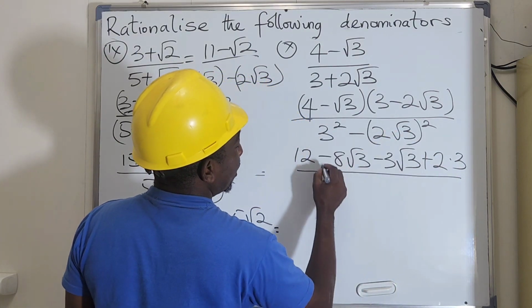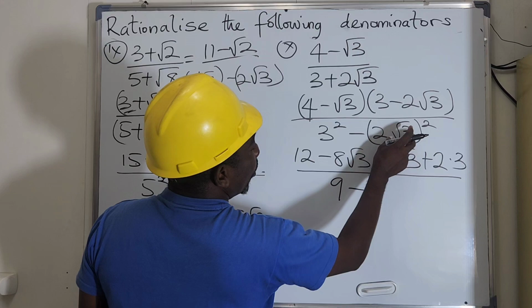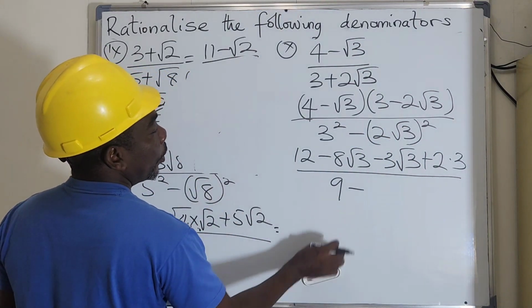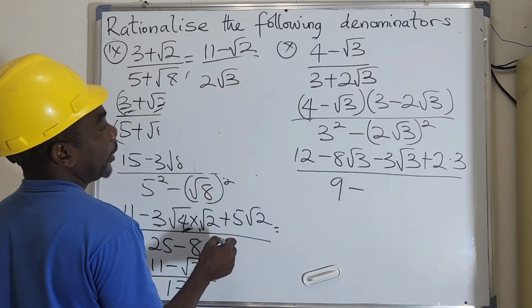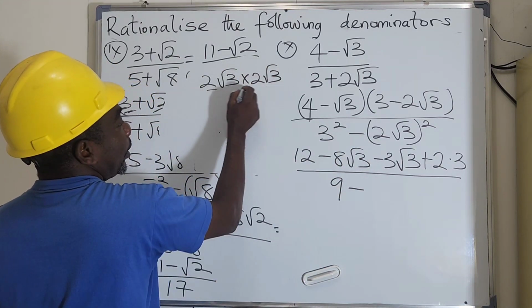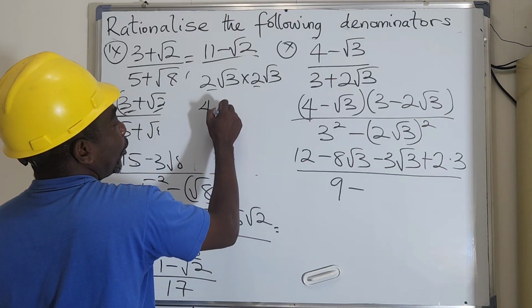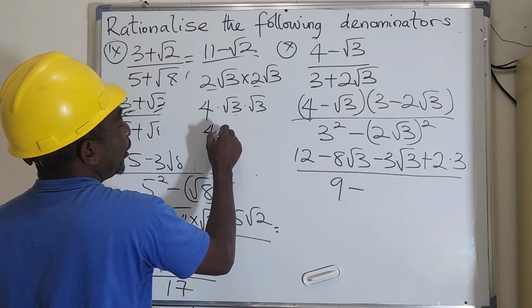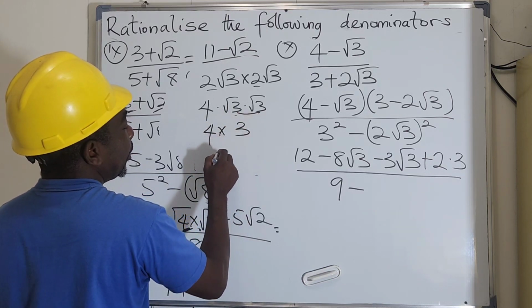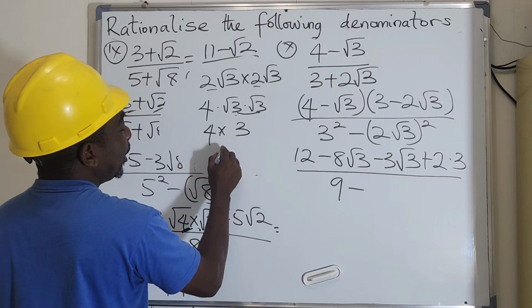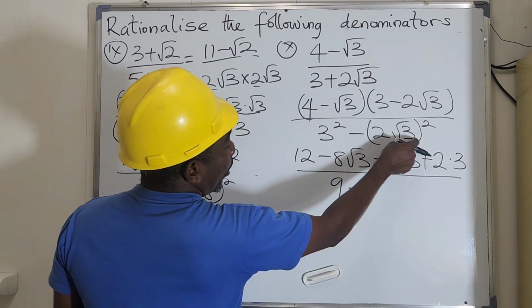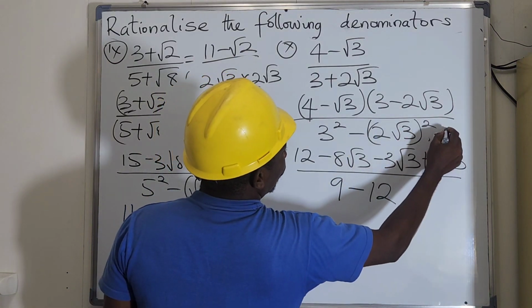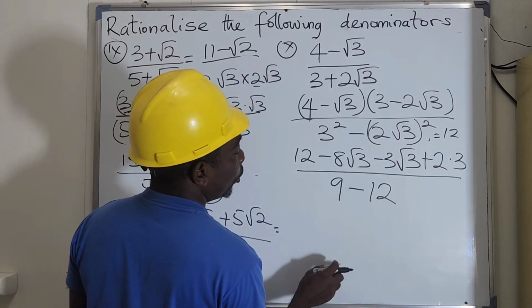Then we bring down the denominator. It's going to be 9 minus, and expanding this gives us 2 root 3 times 2 root 3. 2 times 2 is 4, then root 3 times root 3 gives us 3. So this is 4 times 3, which is 12. So what we have here is 9 minus 12.